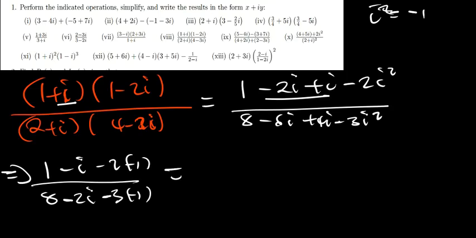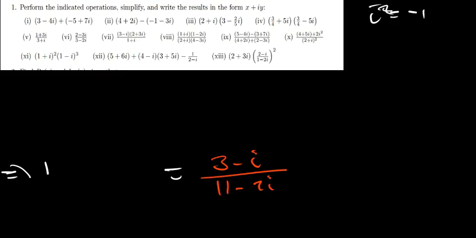Okay, so the next thing I'm going to do, I know that this is going to be plus now, so I'll have 1 plus 2, which is going to be 3, minus i. Then the bottom part, I know that it's going to be 8 plus 3, which is 11, minus 2i. So now I can conjugate the denominator.